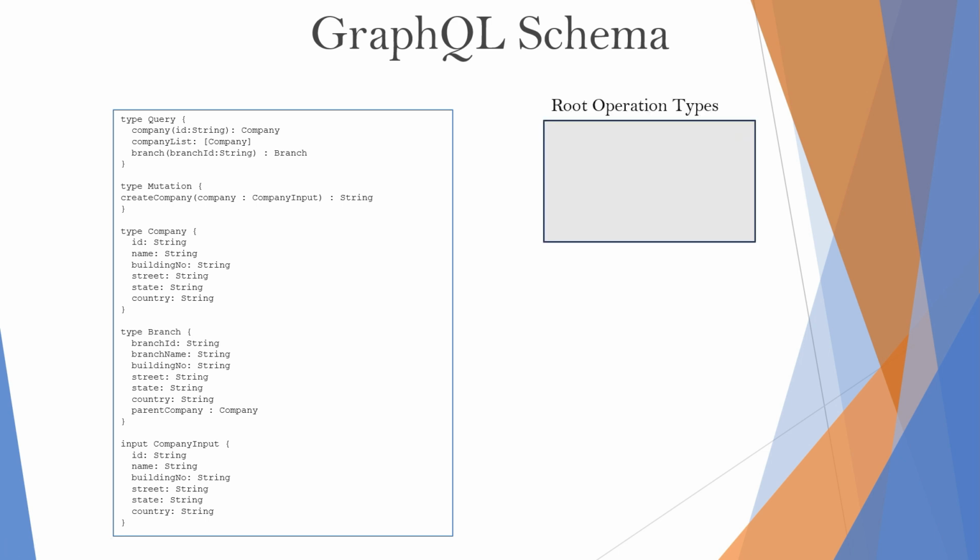There are a few root operation types. One we have seen, the query, is given here, then the mutation, then the subscription. Subscription is nothing but an asynchronous mode of execution in the server side. That means we will give a query, and it will execute in the server in asynchronous mode.